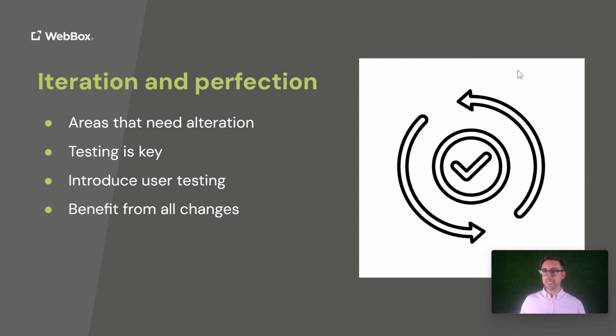So this is where we move into iteration and perfection. So we talked about the Google Ads earlier in terms of making sure that you're constantly updating and learning from data. So through this process, you're going to identify different areas that need alteration. In our case, it was the add to basket link. So you're going to look at that, and if you update that and you go through the user journey again, then you can move that point, and we've got a much happier user journey.